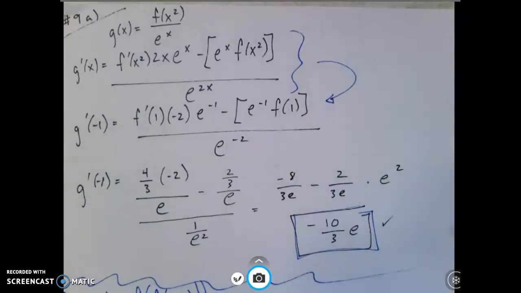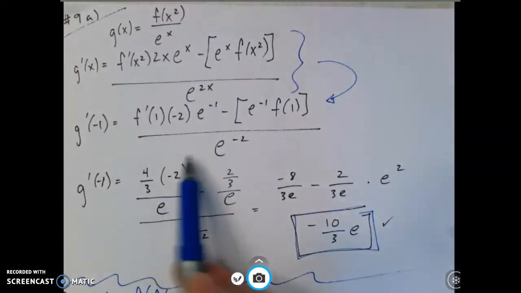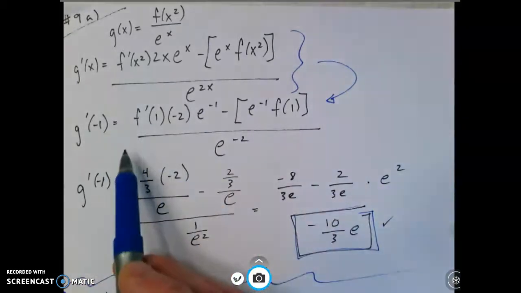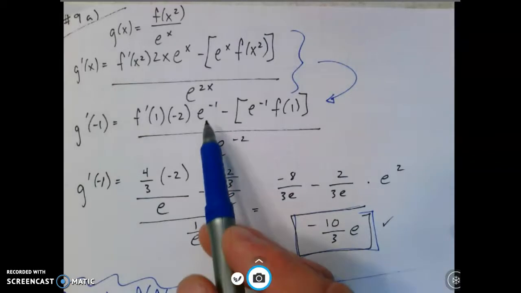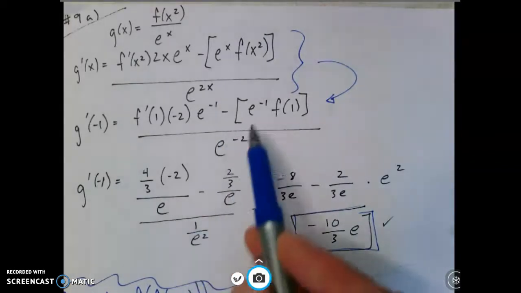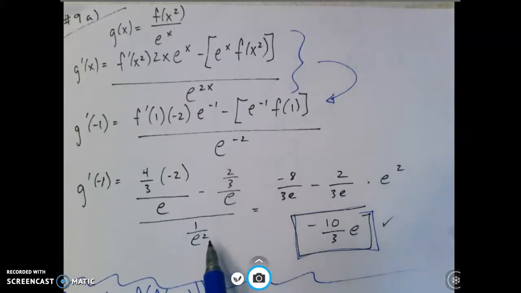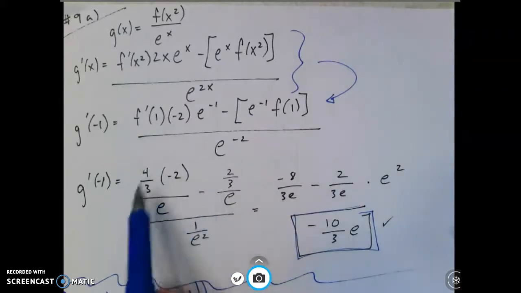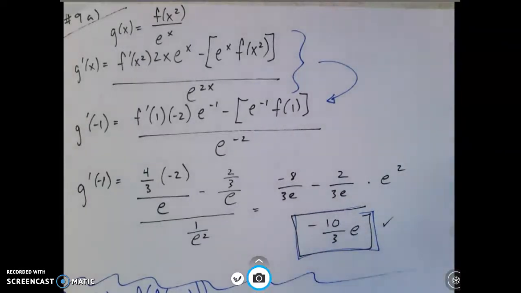Evaluating at -1 is really straightforward algebra. Just be careful. When I have a negative exponent, I want to move it to the denominator. So this is my first step, evaluating at -1. I clean it up a little bit. What I did here, e to the -1 becomes e in the denominator, e to the -1 becomes e in the denominator, and e to the -2 becomes 1 over e squared. From here, I just am careful with my negatives and positives, and I clean it up to -10 over e, -10 e.